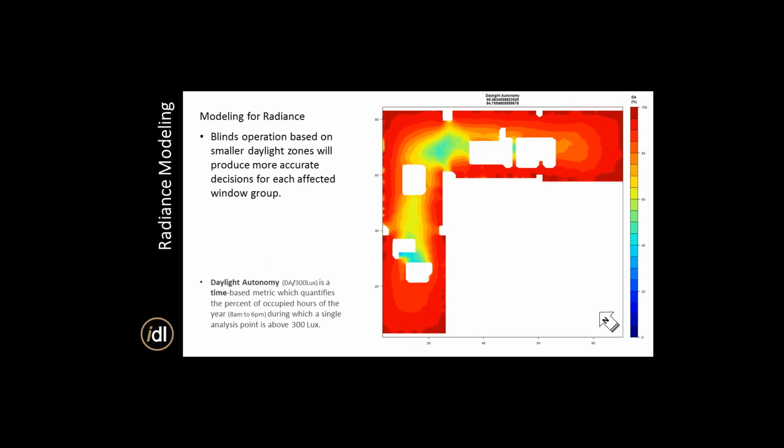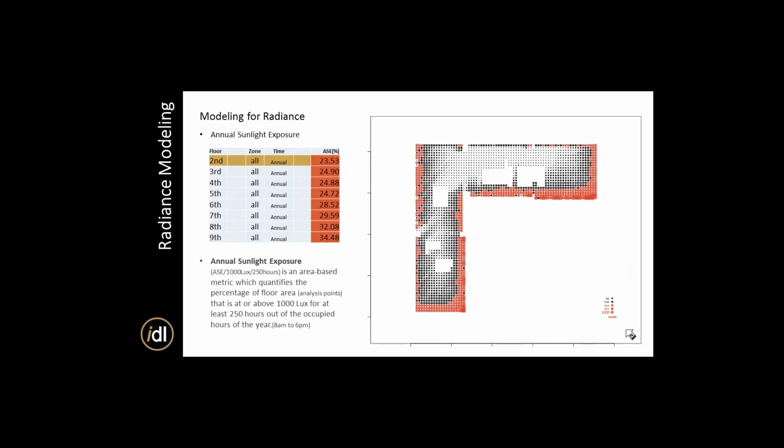What we're looking at here is the daylight autonomy of this 50,000 square foot floor plate, which is the percentage of occupied hours that a particular point is above 300 lux. And we can see the point here for reference.